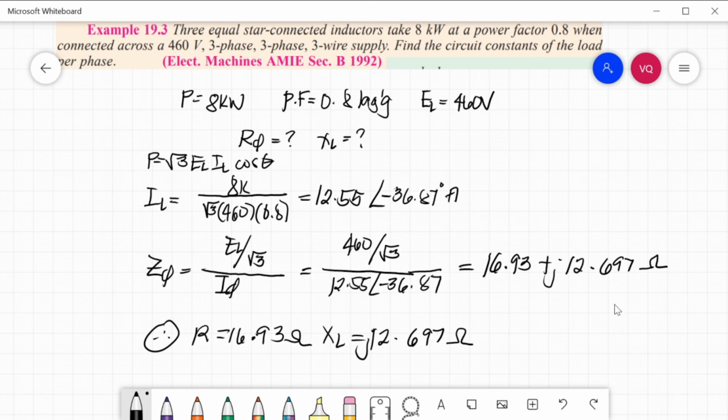So you will get a rectangular form which is 16.93 plus J 12.697 ohms. Therefore, this is your R and this will be your J XL. The per phase equivalent now of your system is R phase equal to 16.93 ohms and XL per phase is J 12.697 ohms.